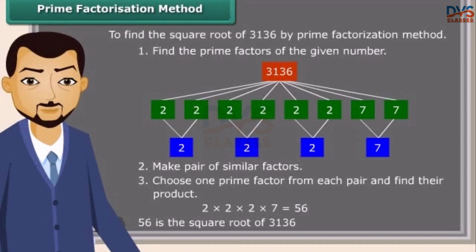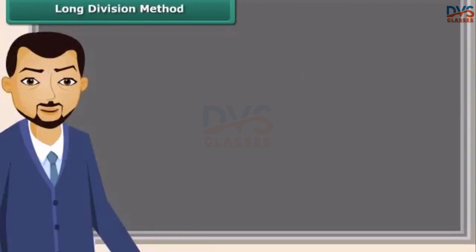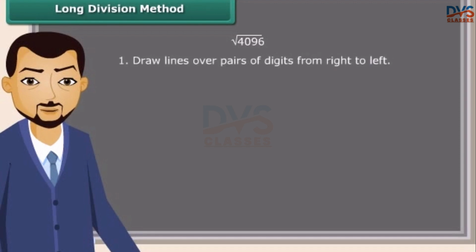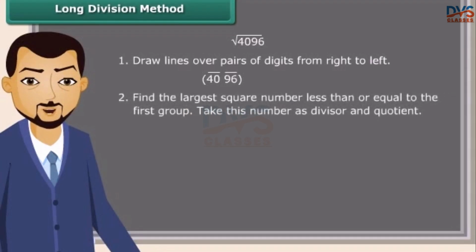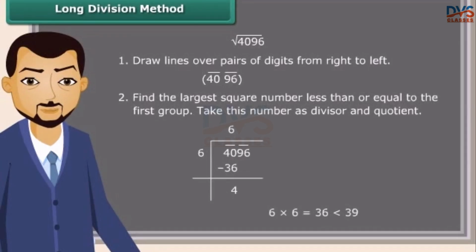For large numbers, the prime factorization method of finding square root becomes difficult, so we use long division method. Let us look at the steps. First of all, draw lines over pairs of digits from right to left. Next, find the largest square number less than or equal to the first group, that is 40. Since 36 is less than 40, so we take 6 as the divisor and 6 as the quotient. Now subtract 36 from 39.